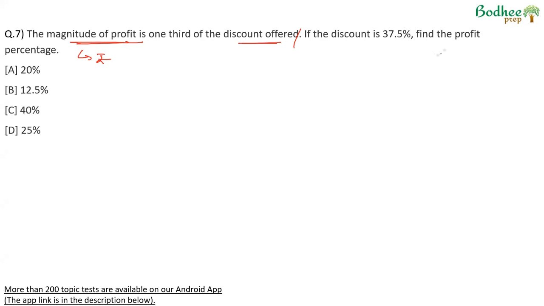Now we can work with variables, but I think a better approach is 37.5% is 3 by 8. We have cost price, we have selling price, we have mark price, right? So what we can do is, the discount that we have to calculate is 3 by 8. So let us assume a marked price and then work backwards. A value for which it is easy to calculate 3/8 is 80.